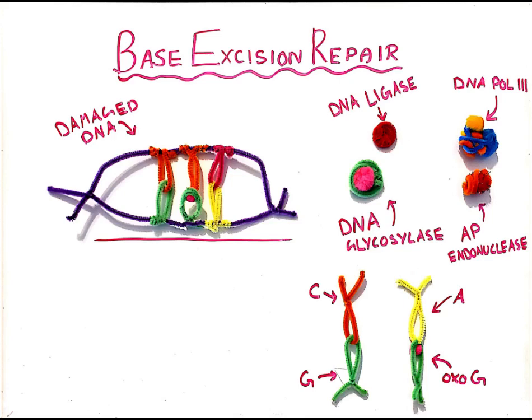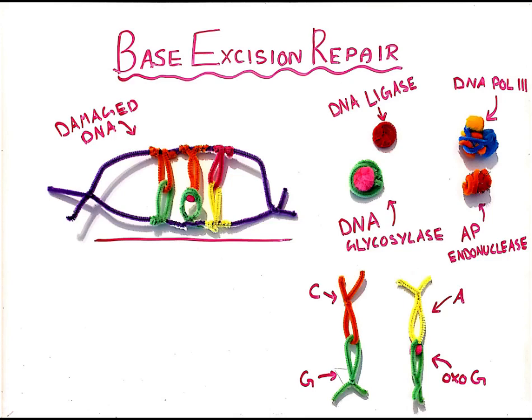For example, guanine can be oxidized to oxoguanine by reactive oxygen species produced as byproducts of metabolism. Oxoguanine binds to adenine instead of cytosine. This leads to a point mutation in the replicated DNA, where a CG pair is switched to an AT pair.